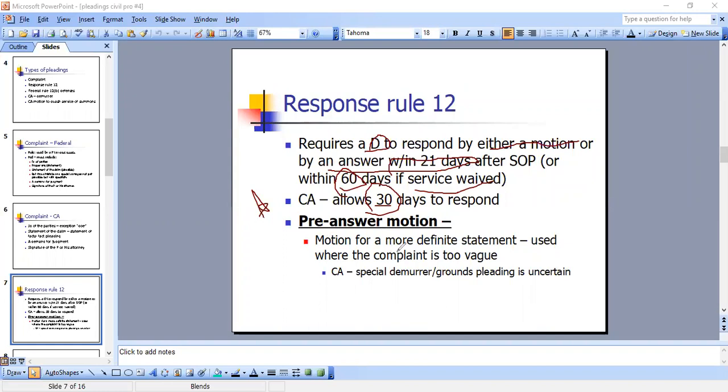Pre-answer motion, motion for a more definite statement, used where the complaint is too vague. Okay, you see a lot of these on MBEs. The complaint is too vague, so California has a special demurrer for that, on grounds the pleading is uncertain.